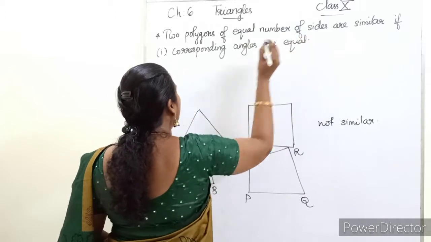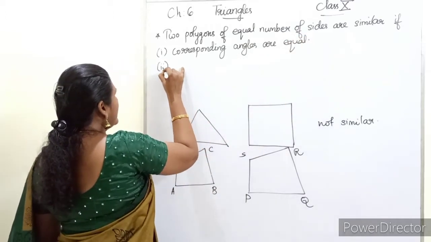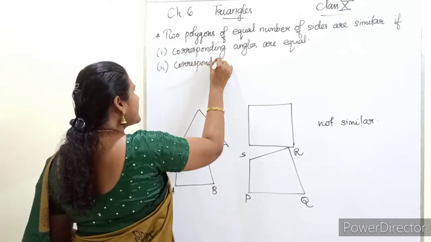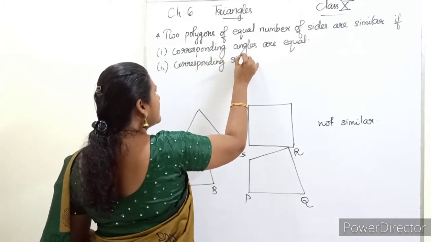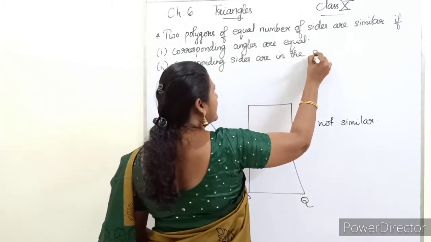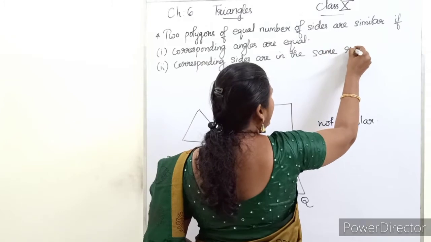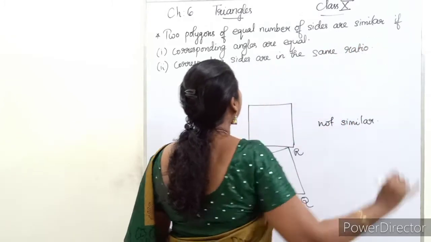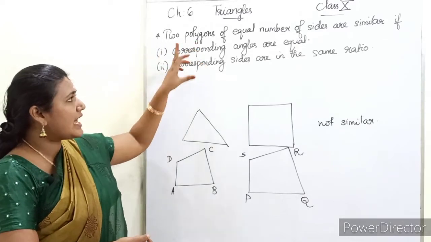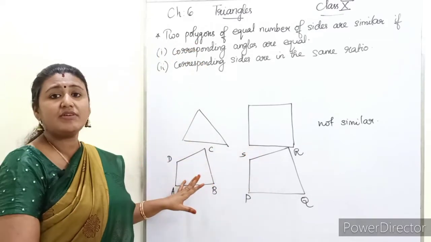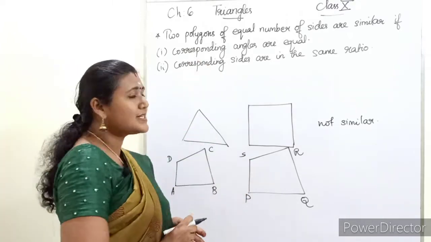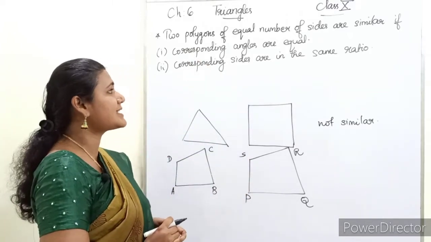And the second rule is corresponding sides are in the same ratio. Okay, so these are the rules. We can call two polygons similar when the two polygons have an equal number of sides. Then only can we say the shapes are the same shape. Two polygons of equal number of sides are similar.